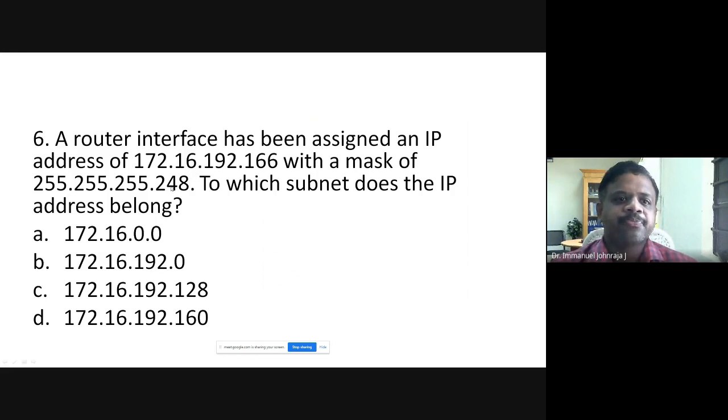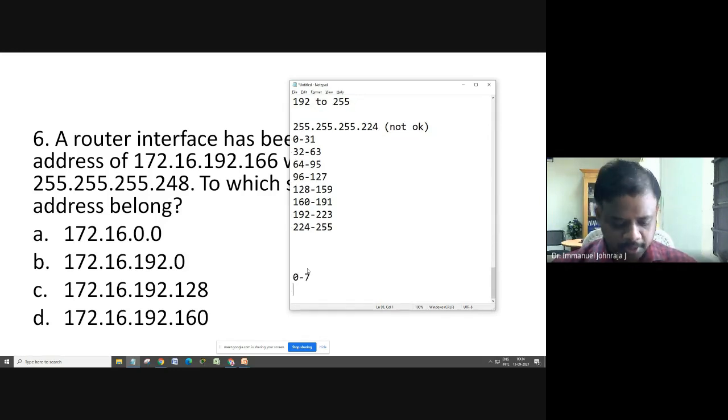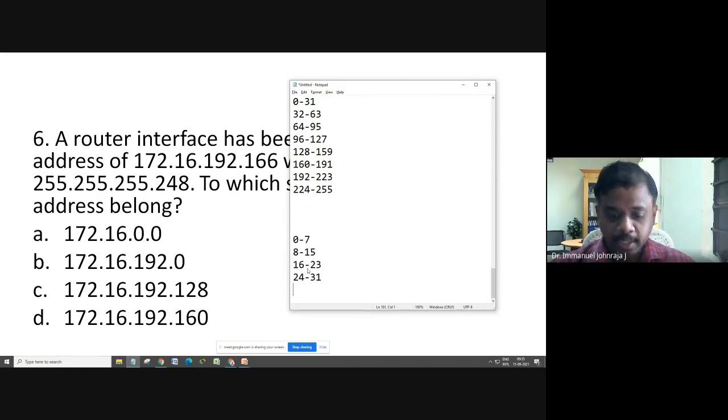How will you find out the subnet address? You have got the mask. The mask is 248, which means 5 bits have been borrowed. Am I right? 6 bits, 7 bits, 8 bits. Yeah, 5 bits have been borrowed. So what will happen in the last octet? You have only 3 bits. So 0 to 7, then 8 to 15, 16 to 23, then 24 to 31. It will go like this.